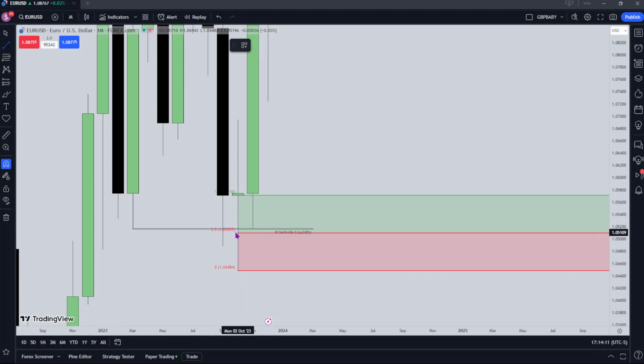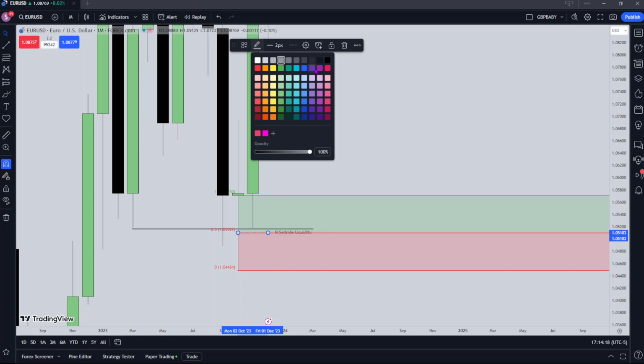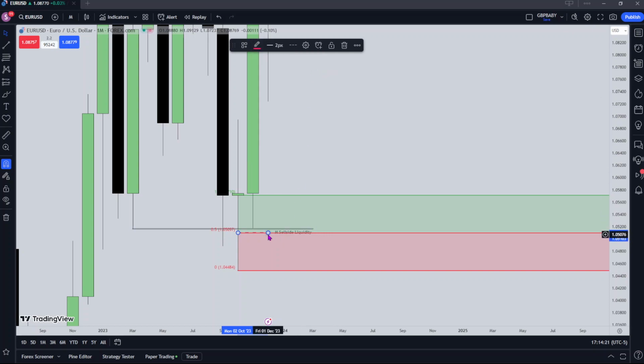So what I'm going to also do is mark out the consequent encroachment like so. I am going to make this one thinner. Let's make it this pinkish color. Let me make sure it's lined up on the right level, 1.035097. We are looking at Euro USD, by the way, and that's because that's where I've done my trade today, and I think it's a great example.